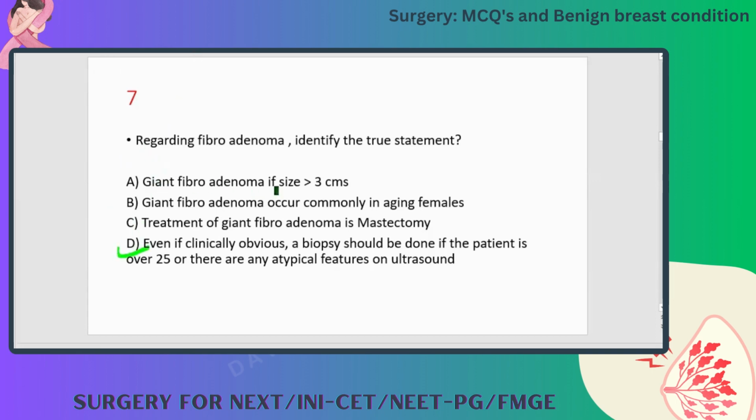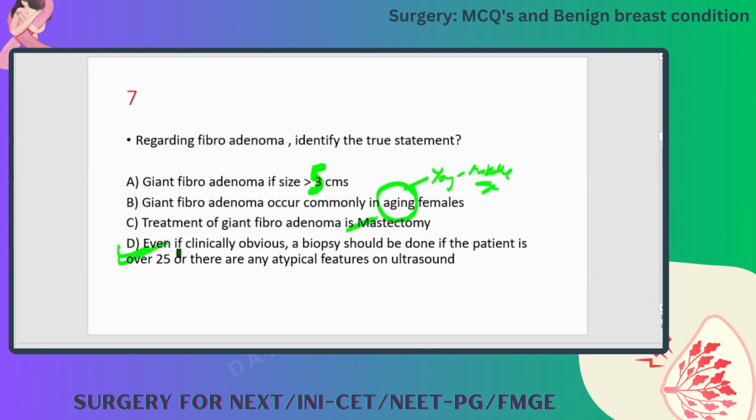Giant fibroadenoma is more than 5 centimeters. It's not 3, it is 5. And giant fibroadenoma occurs commonly in aging females? No, it occurs in young and middle-aged females. Treatment of giant fibroadenoma of 5 centimeters: no need to do mastectomy. You can just remove the lesion.